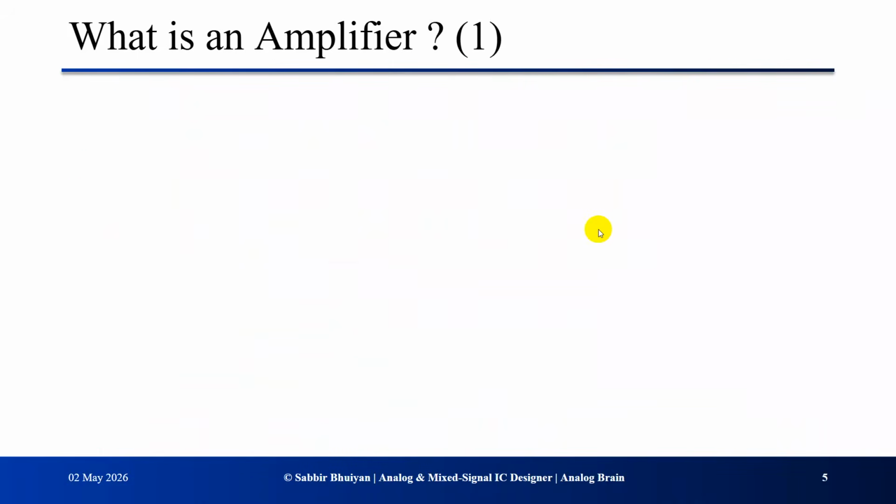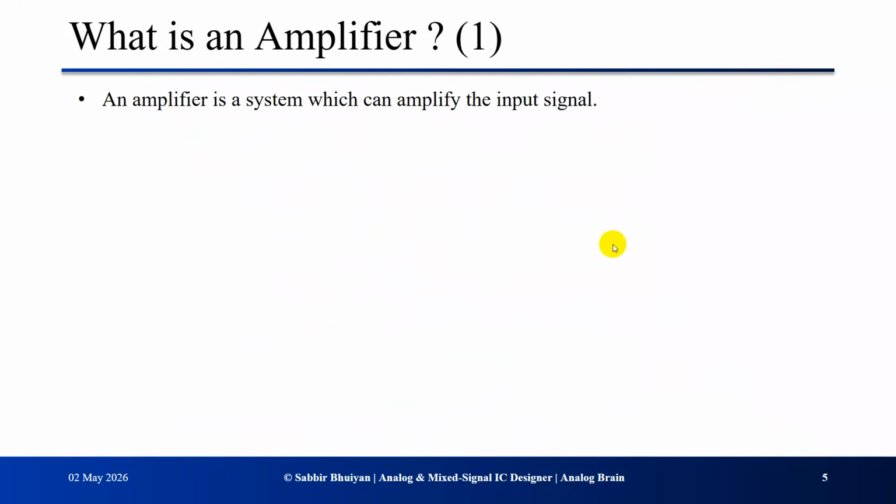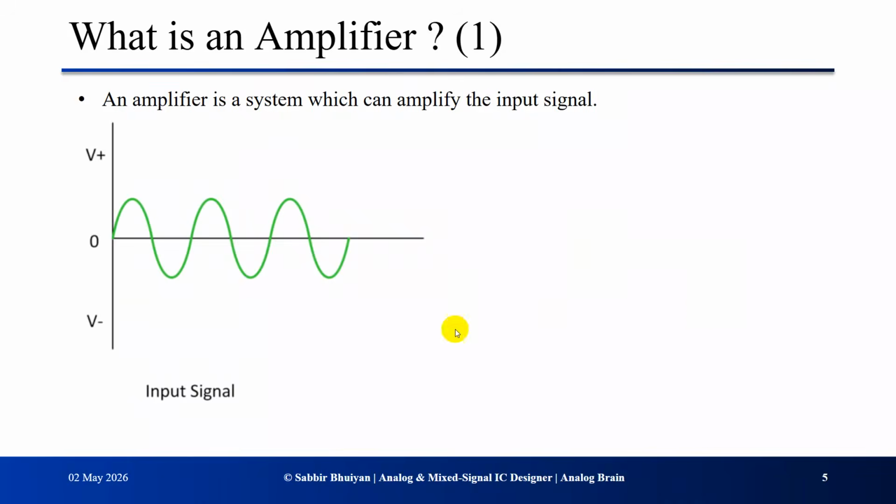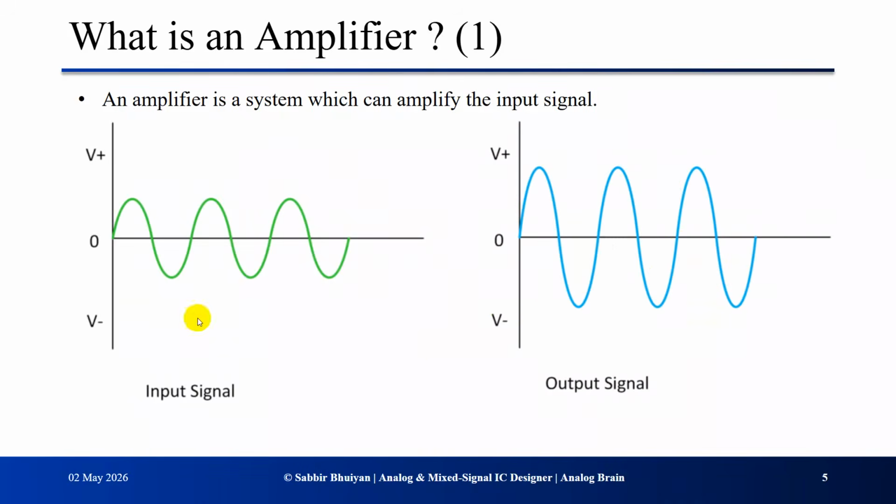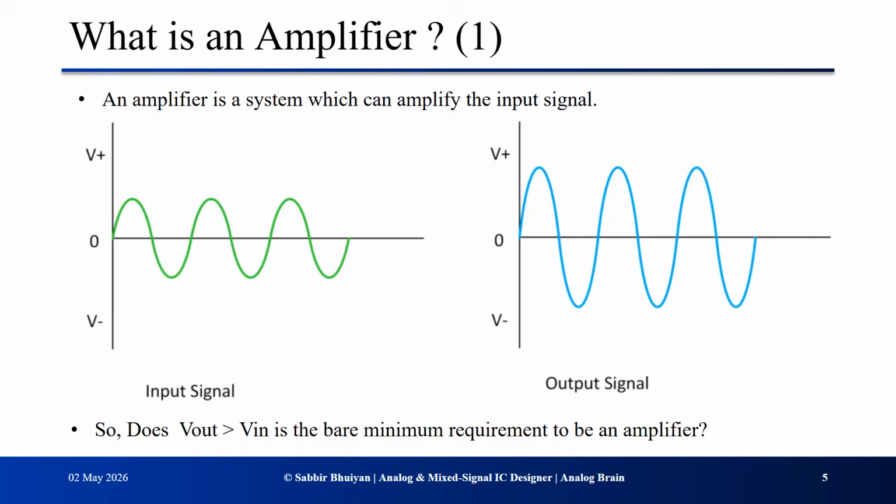So now, what is an amplifier? The intuitive answer is an amplifier is a system that amplifies the input signal. Now, this is the input signal and this is the output signal. The output signal is an amplified version of the input. Now let me ask you a direct question. Is V out greater than V in? Is that the bare minimum requirement to call something an amplifier? The straight answer is no.